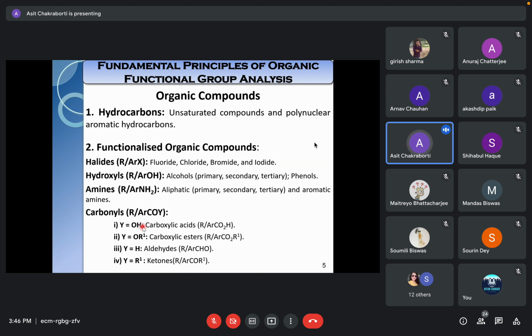Carbonyl compounds in general have a general formula R or Ar, C double bond O, and Y. R stands for alkyl, Ar stands for aryl. Depending upon Y, when Y equals OH it will be carboxylic acids, aliphatic and aromatic carboxylic acids. When Y is alkoxy OR, where R is an alkyl group, then we have esters, aryl or alkyl carboxylic esters. When Y equals hydrogen, they are called aldehydes, and when Y equals any alkyl group, whatever the carbon chain, it becomes a ketone, right?